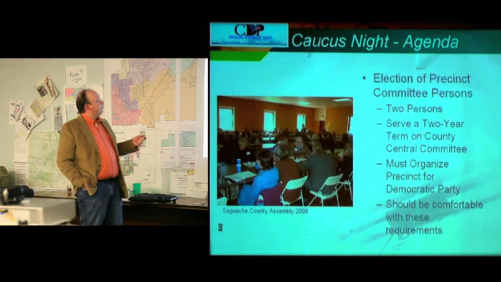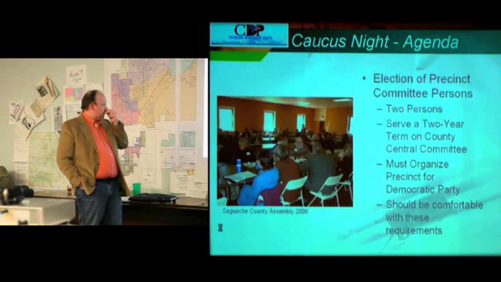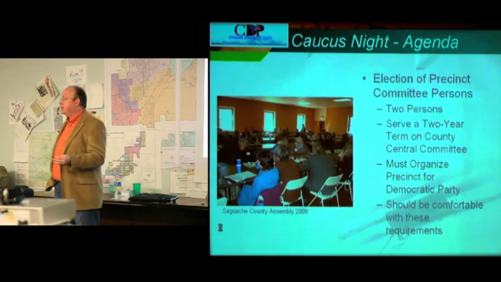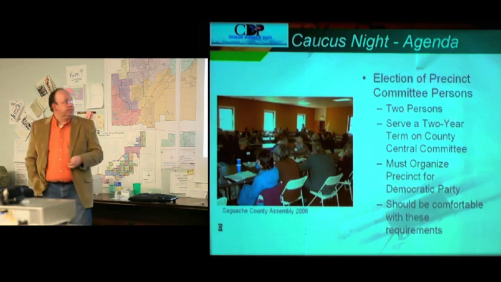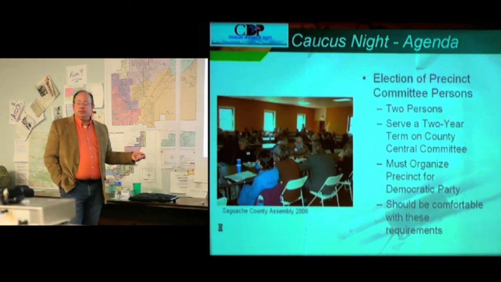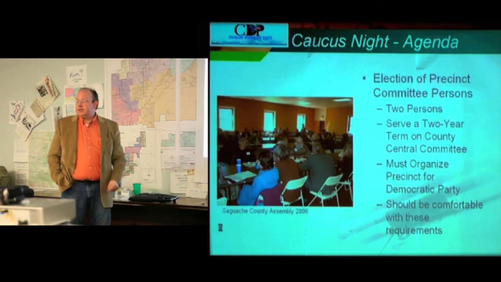And I would hope that people who show up to caucus stay involved beyond just caucus night, beyond just the assemblies. The next thing on the agenda is to elect precinct committee persons. Regardless of how big the precinct is or how Democratic the precinct is, every precinct in Colorado can elect 2 individuals to serve on the county central committee. These people you elect serve a 2-year term on that central committee. In other words, they will serve as your precinct committee person until the next caucus and assembly process begins.